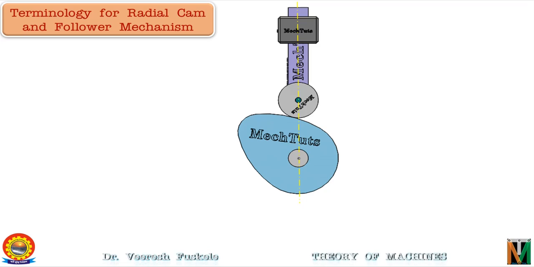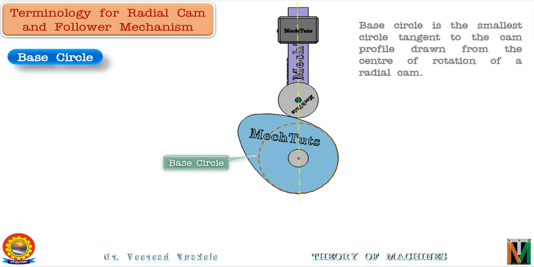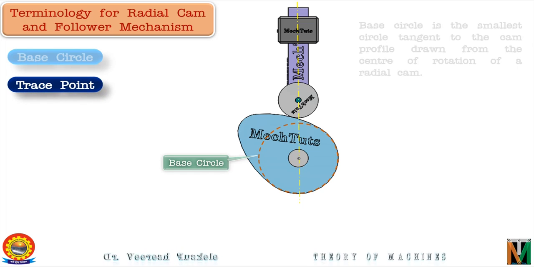So the terms that we discussed are the base circle, which is the smallest circle that can be drawn from the center of the cam and tangent to the profile of the cam. Base circle basically dictates the size of the cam. Next, we discussed the trace point, which is the point describing the motion of the follower, or which is used to trace the pitch curve or the profile of the cam.